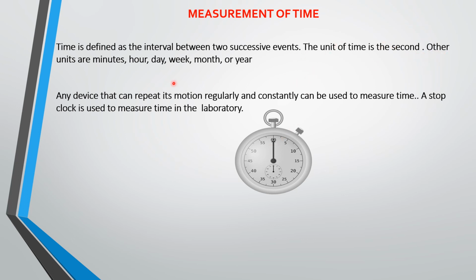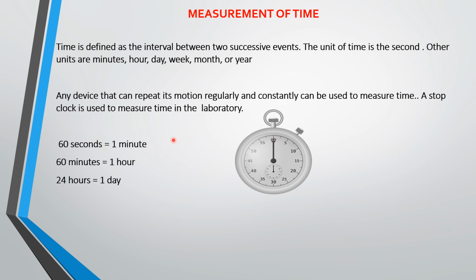We can also measure time in minutes, hours, day, week, month, or year, but the standard unit of measurement of time is the second. And the device that is mostly used in the laboratory is a stop clock. It is a stop clock that is used to measure time in the laboratory. You also have your wristwatch. You use your wristwatch to measure time, but in the lab we use this stop clock.